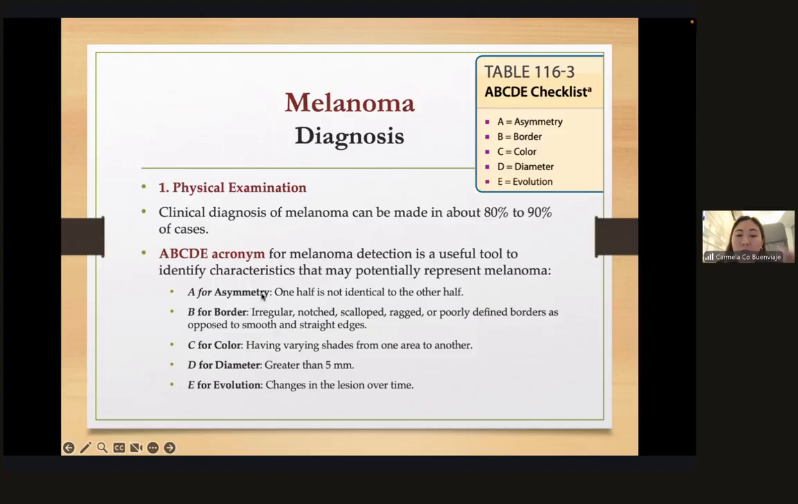So of course, if it's asymmetric, more for melanoma. If the border is irregular versus regular, or ill-defined versus well-defined, of course, it's more for melanoma. For color, if it just has one color, then it's less likely a melanoma clue. But if it has varying shades, it's a clue again to melanoma. If the diameter is greater than 5 millimeters, we consider a melanoma. And if there's evolution or changes in the lesion over time. So if we suspect melanoma, again, do a biopsy.